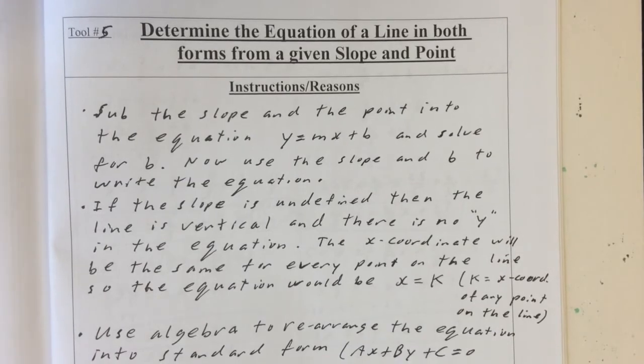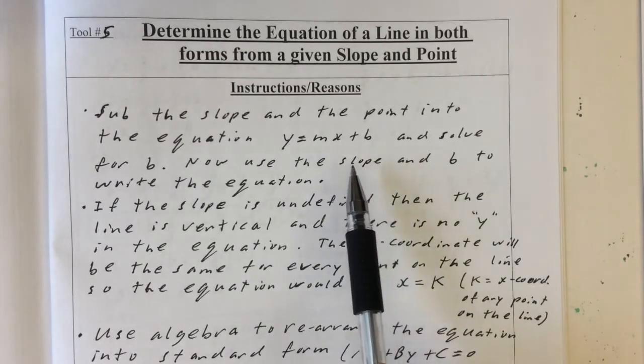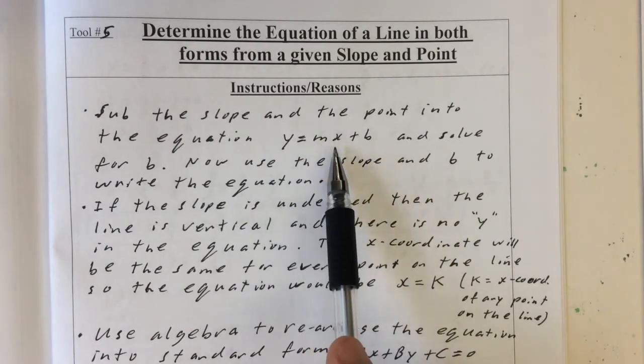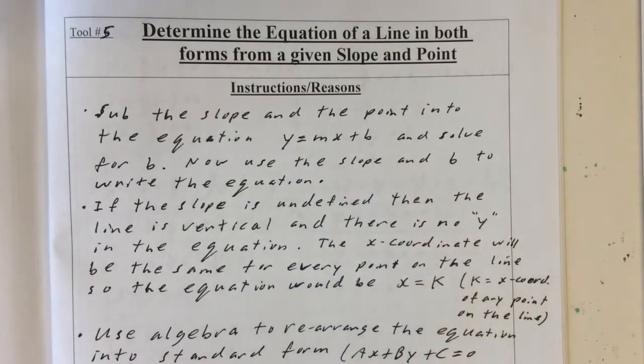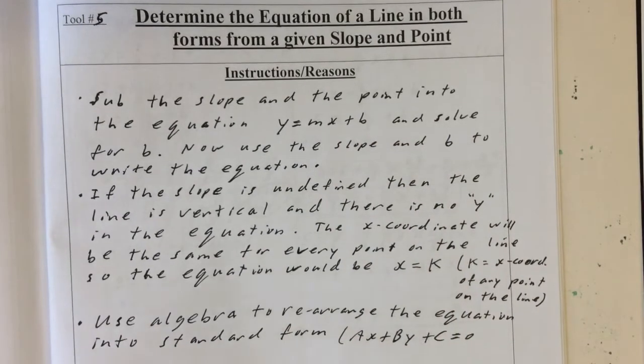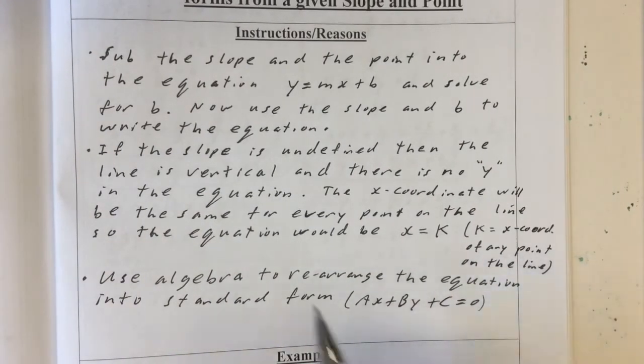And if the slope is 0, well then it's y equals b. Because the slope is 0, which means this part here goes away, and it's just y equals b. And b is the y-intercept. Okay, once you get that, then it wants it in both forms. So you need to then use algebra to rearrange the slope-intercept so that you have it in standard form, ax plus by plus c equals 0. Okay, so let's take a look at a couple of examples of this.